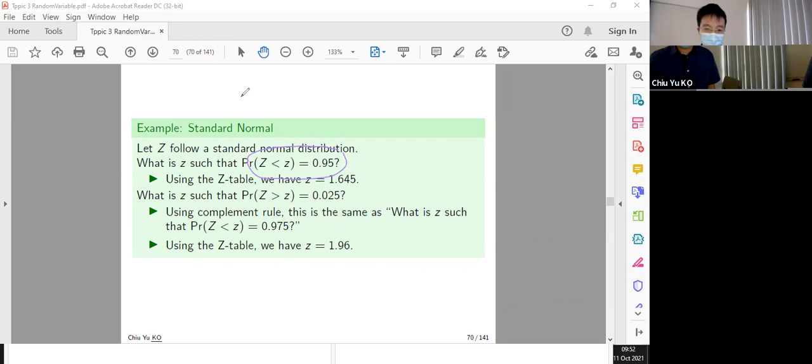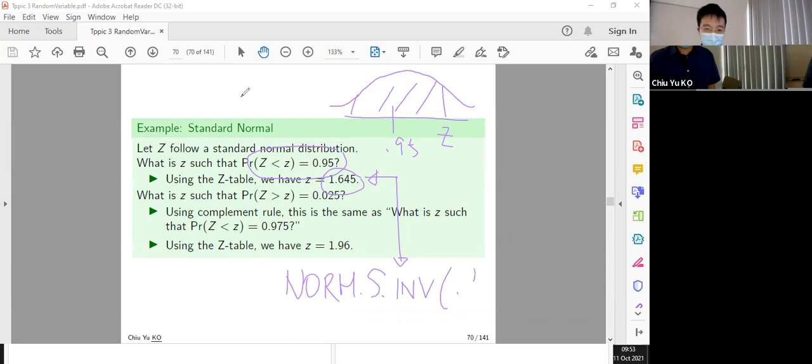What this question is about is just the reverse. The question is asking, suppose this area is 0.95, what is this value Z? Before, we asked for the Z value and gave you the probability, the area below. Now, just reverse: I give the area, what is the Z? The answer is 1.645. To calculate this, we use NORM.S.INV of 0.95. This is the input we put in Excel.